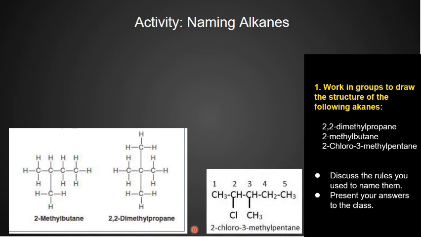Then for the last one, which is 2-chloro-3-methylpentane. In that case, you can see that we have two different substituent groups, chlorine and methyl. Now the chlorine is at position 2, the methyl is at position 3. So that's why we call it 2-chloro-3-methylpentane. Now, however, we usually follow alphabetical order.